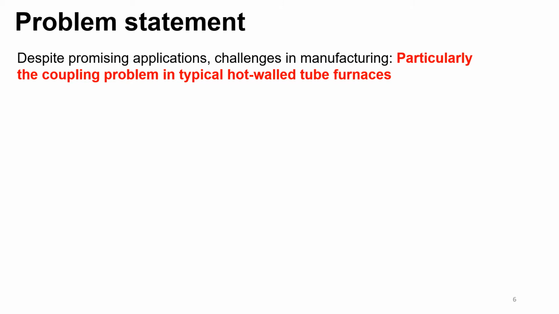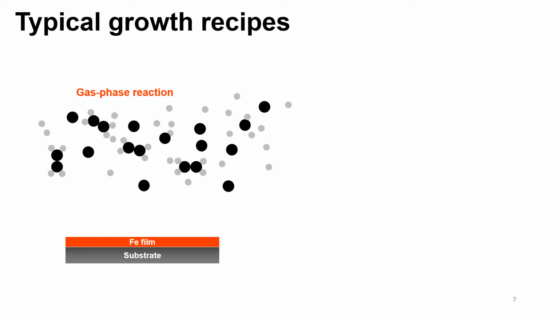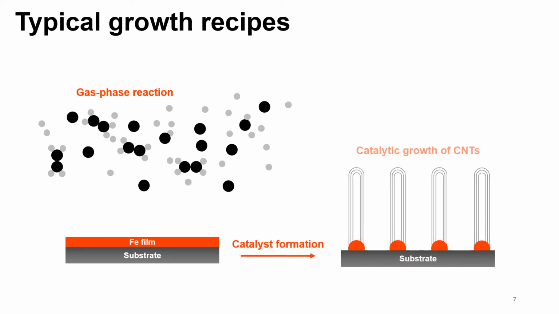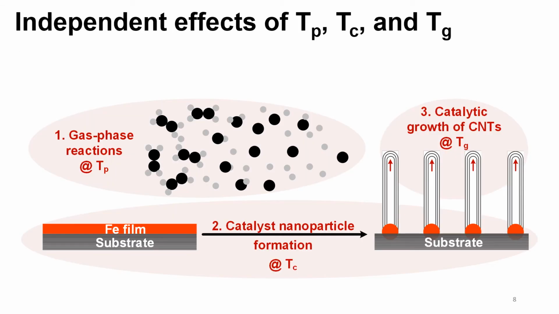Particularly, the coupling problem in typical hot-wall tube furnaces makes it challenging to control process parameters. In typical growth recipes, the temperatures of gas phase reactions, catalyst formation, and growth of CNTs are all coupled, meaning that these temperatures are all the same or highly dependent. Therefore, studying the independent effect of these processes requires decoupled recipes.